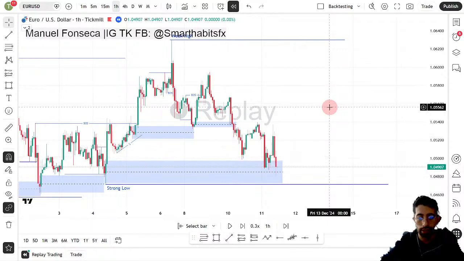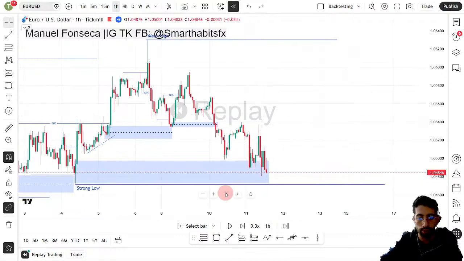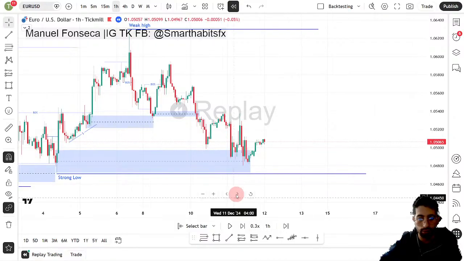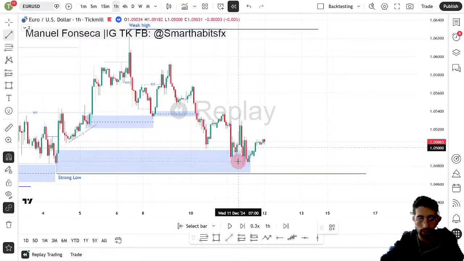Boom, boom, having a reaction, making patterns. Here we could enter with a confirmation. All right, it's slowly and steadily making its own movements. Now we can say the next: we have again a liquidity sweep right here.